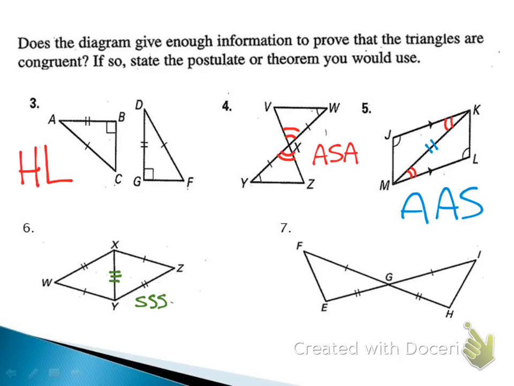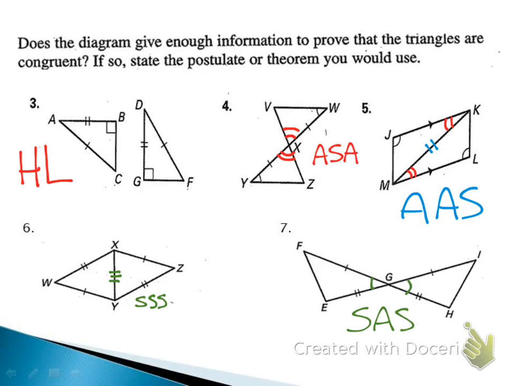And then number 7, again, we have a pair of vertical angles. If you label those, it will make it a lot clearer what's going on. Anyone see what's going on? What do we have? Side, angle, side. Good. So none of these were none. They all are congruent triangles.